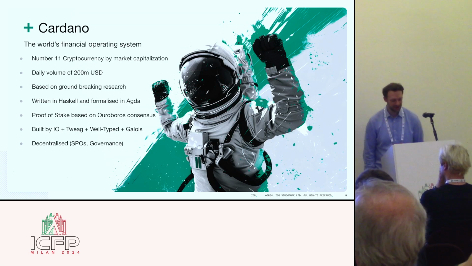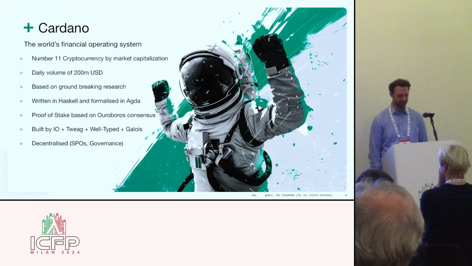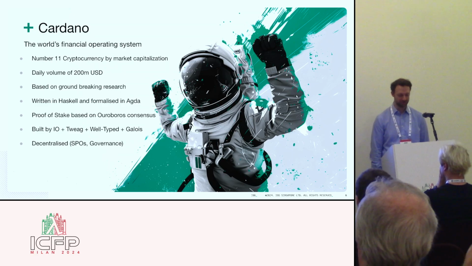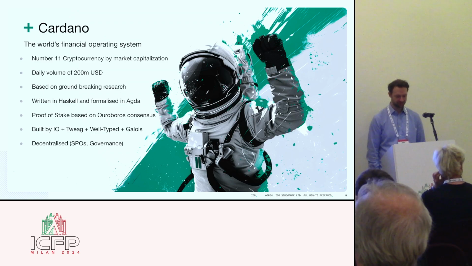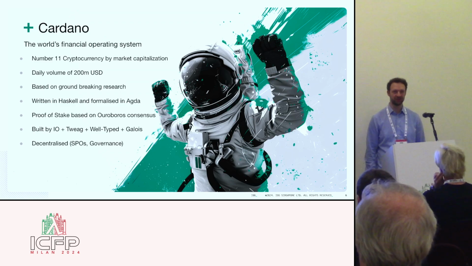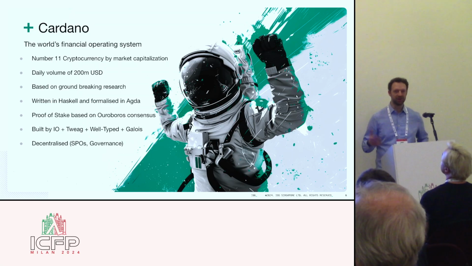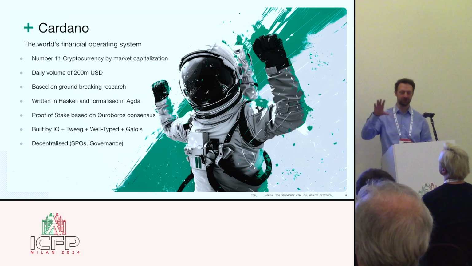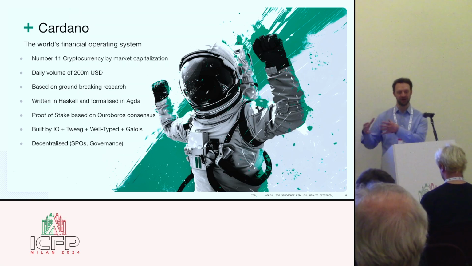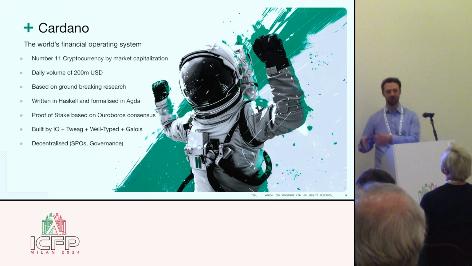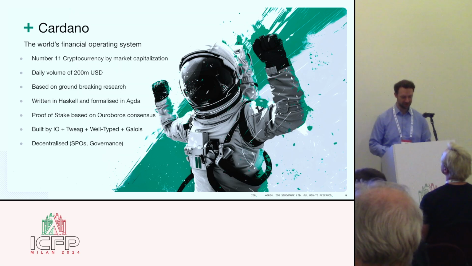So Cardano is the number 11 cryptocurrency by market capitalization. It has a daily volume of around $200 million US. These are some figures I looked up the other day. It's really rooted in research. One of the foundational things is the Ouroboros consensus algorithm. And as I said, we've written a lot of papers, and as I go through my talk, I will highlight connections with papers, or where we've written papers about what we're doing, or papers have been an input into what we've done and how we've done it.